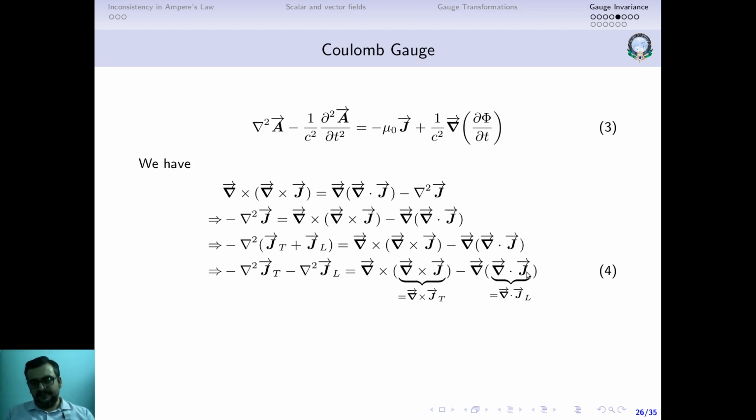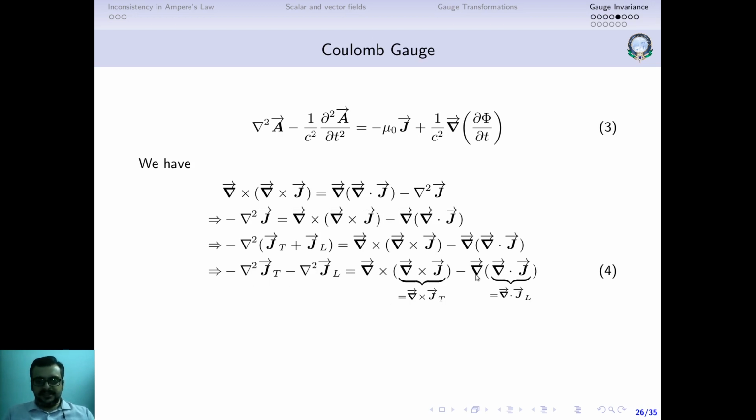In the same way, J is equal to JL plus JT, which gives us divergence of JL plus divergence of JT. Divergence of JT, as we have seen in the previous slide, is 0. So this will be nothing but divergence of JL. We call this equation number 4.